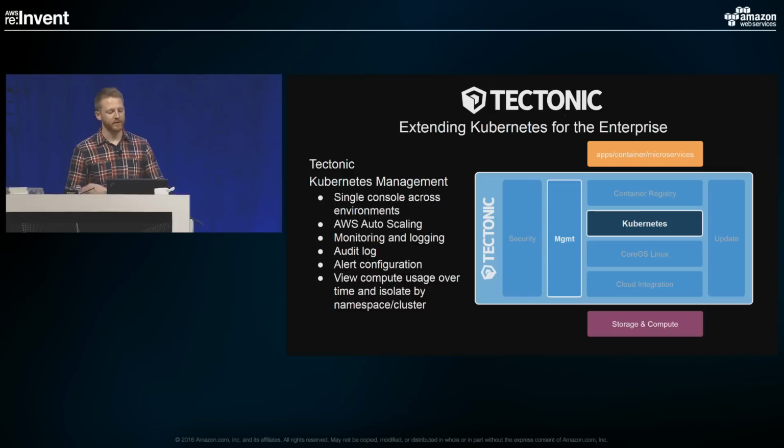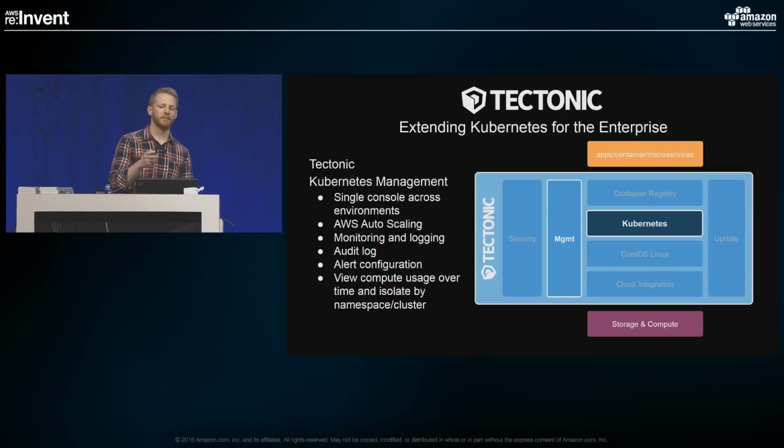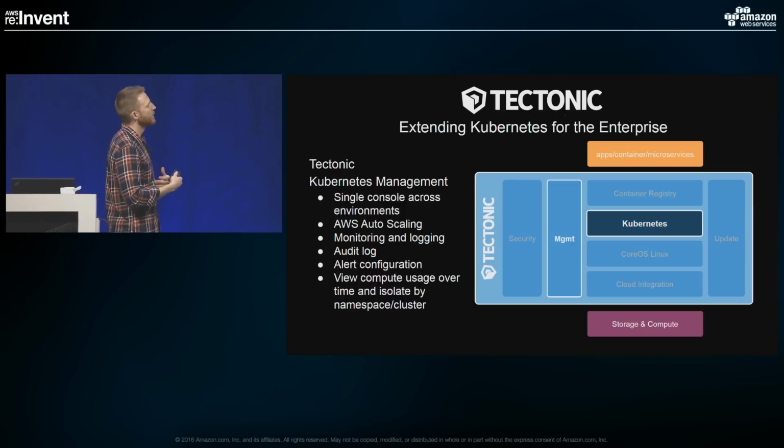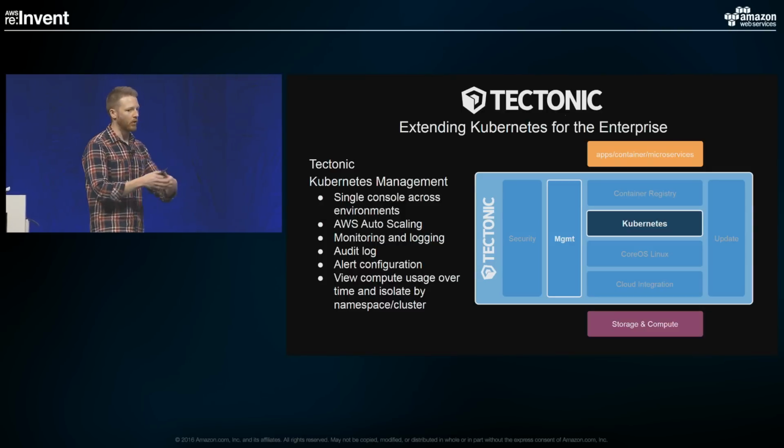So on AWS specifically, Tectonic helps tie Kubernetes into autoscaling. It's tied into some of our monitoring and logging and alerting systems. And you can use the Tectonic management console to manage multiple clusters of Kubernetes all running in AWS.